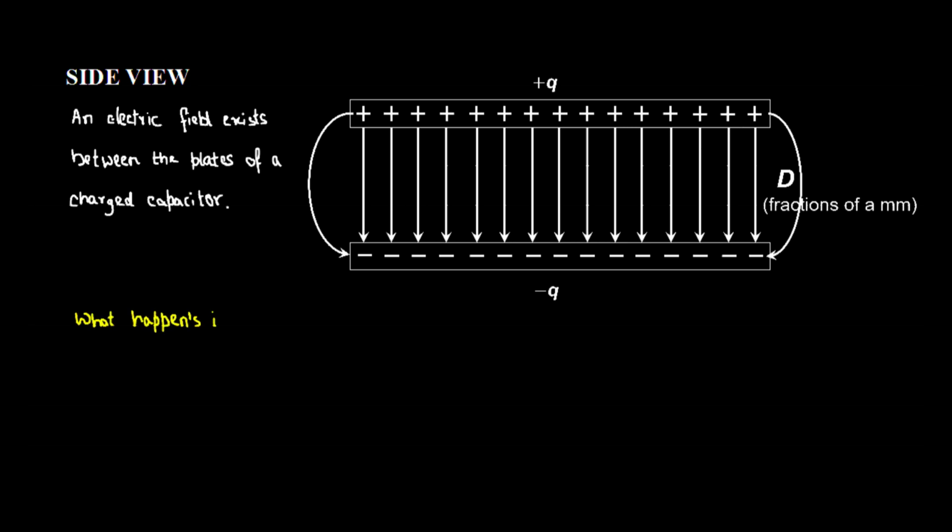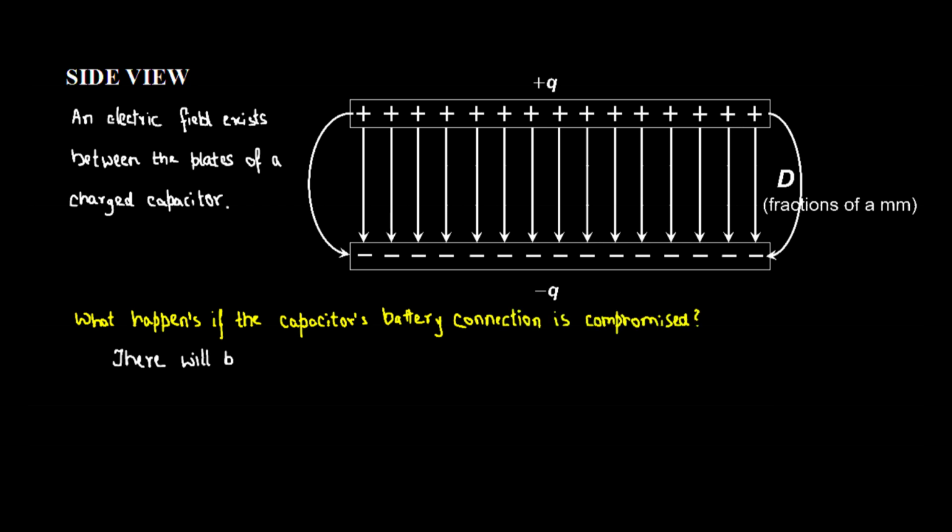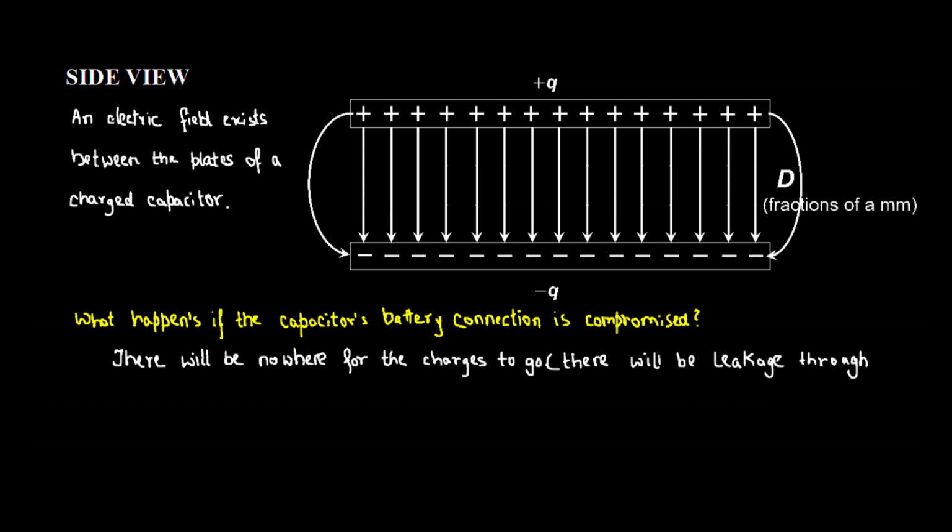What happens if the capacitor's battery connection is compromised? There will be nowhere for the charges to go. There will be leakage through air, but very little. The energy of the electric field will be stored.